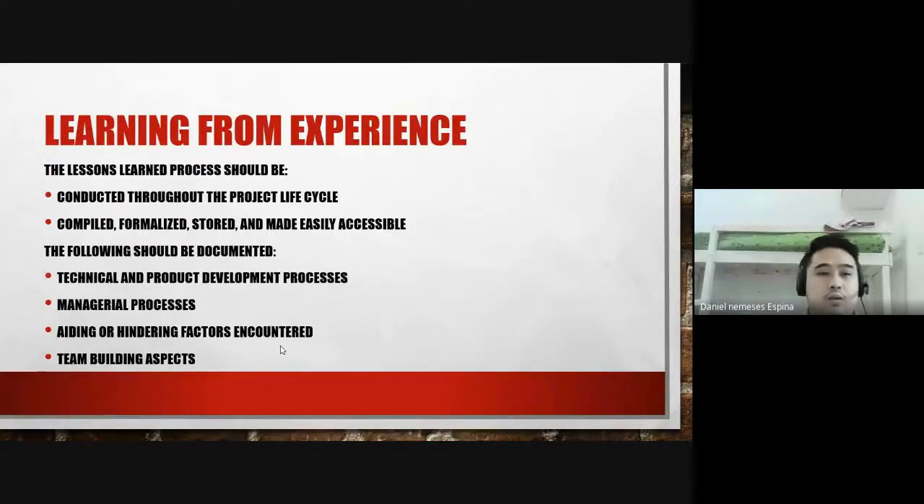The lessons learned process should be conducted throughout the project life cycle. Although we can have a final meeting for the lessons learned, during the entire phase it should already be documented. Every now and then, it should be journaled and written, documenting the lessons learned. These are then compiled, formalized, stored, and made easily accessible.